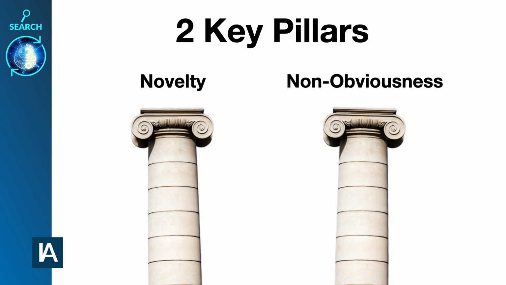Novelty and non-obviousness. These are your two pillars in determining that your idea is patentable. Just keep this in mind when you're searching through the prior art. If you find anything similar to your idea, ask yourself if your version is a novel and non-obvious improvement.